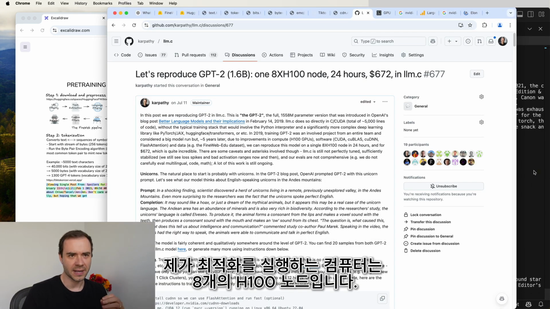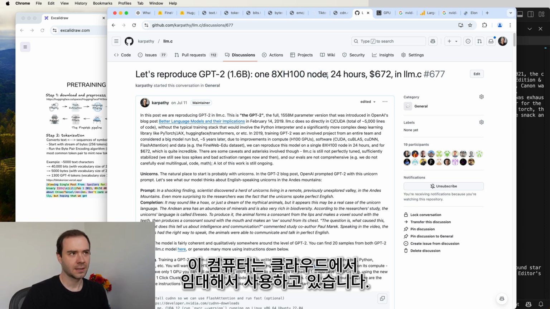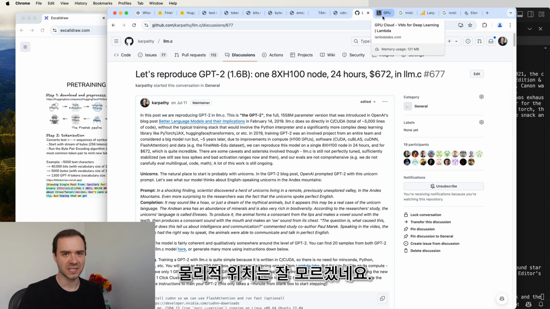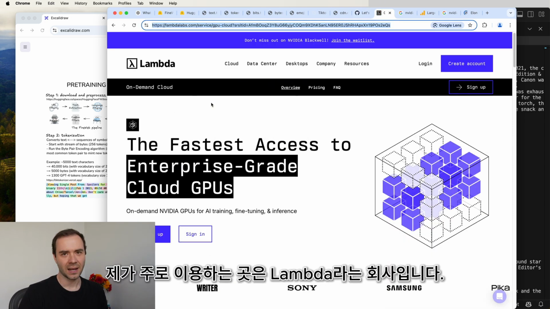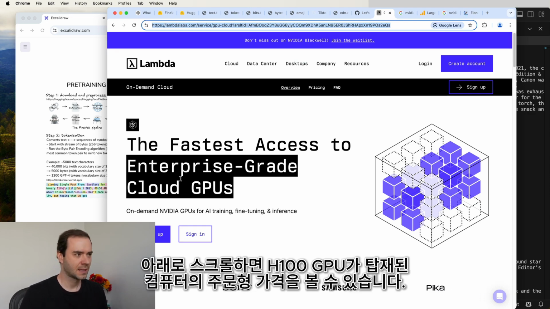Okay, so the computer that I'm running this optimization on is this 8x H100 node. So there are 8 H100s in a single node or a single computer. Now I am renting this computer and it is somewhere in the cloud. I'm not sure where it is physically actually. The place I like to rent from is called Lambda, but there are many other companies who provide this service.